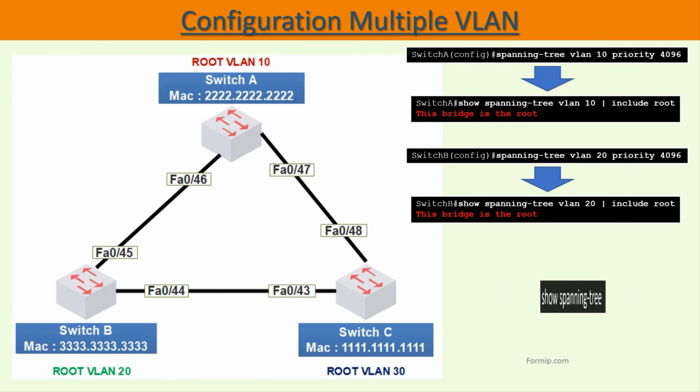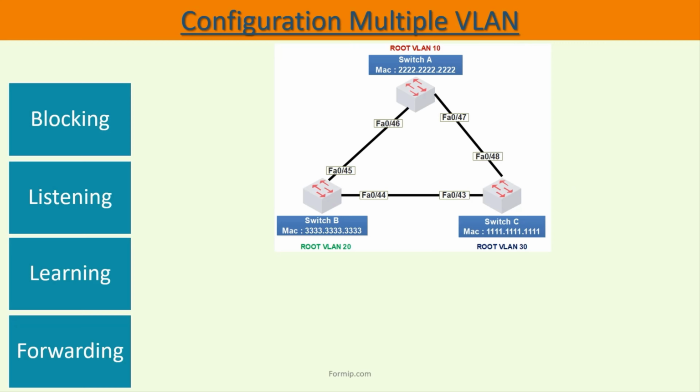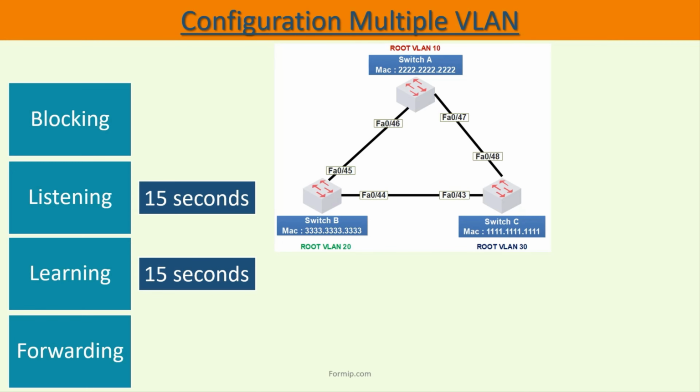The show spanning-tree command is very useful, as it provides all the information you need to analyze the operation of the spanning tree. Finally, we will talk about the different states that the port can have. Whenever you connect a cable to an interface, there are 15 seconds in listening and 15 seconds in learning, before being able to find yourself in the forwarding state properly. In total, it will have spent 30 seconds before being fully functional.